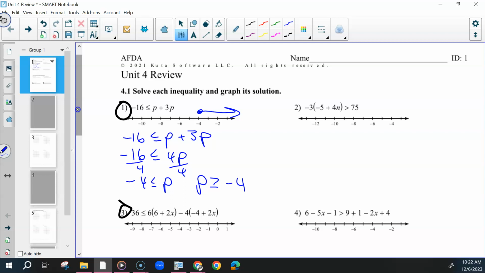Questions on that one? So I have a question. Depending if it's closed, does that mean it's filled in? Yes. So if it's equal to, it's a filled in square. If it's not equal to, doesn't have the line underneath, then it would be open.